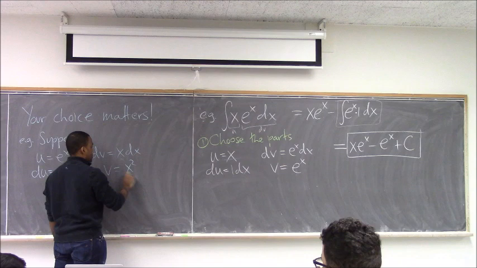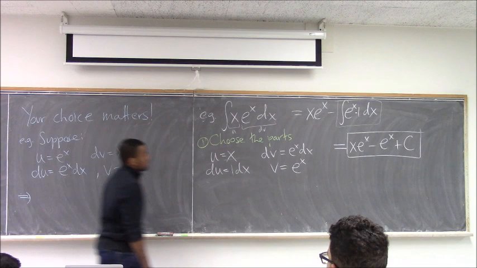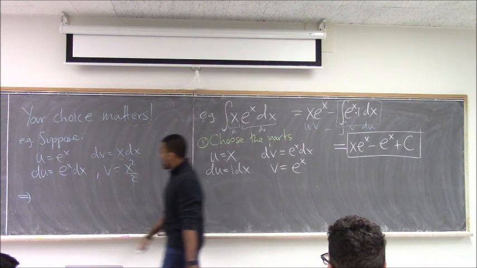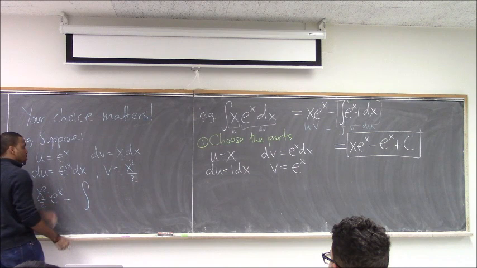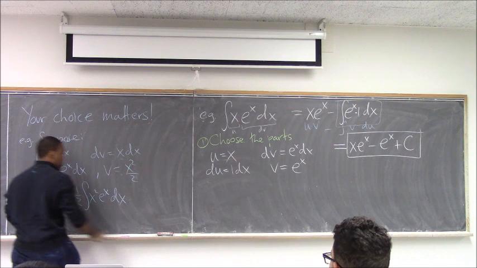Now if I plug that into the integral, into the formula, right? So here we're doing the u times v minus the integral of the v du. If I plug it into that formula, u times v minus the integral of v times du. And now you end up with having to do this integral.